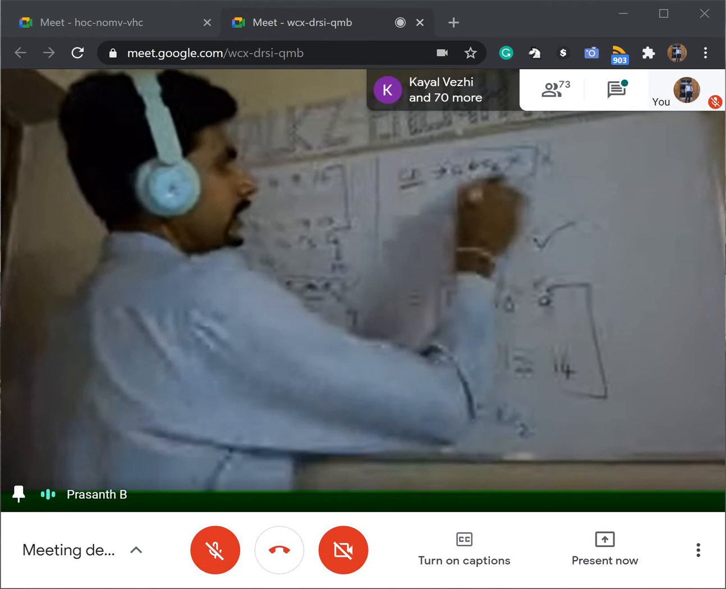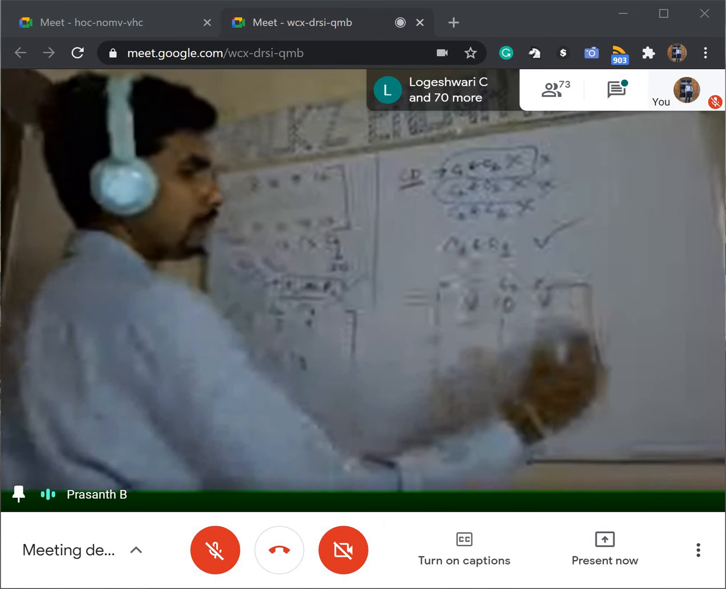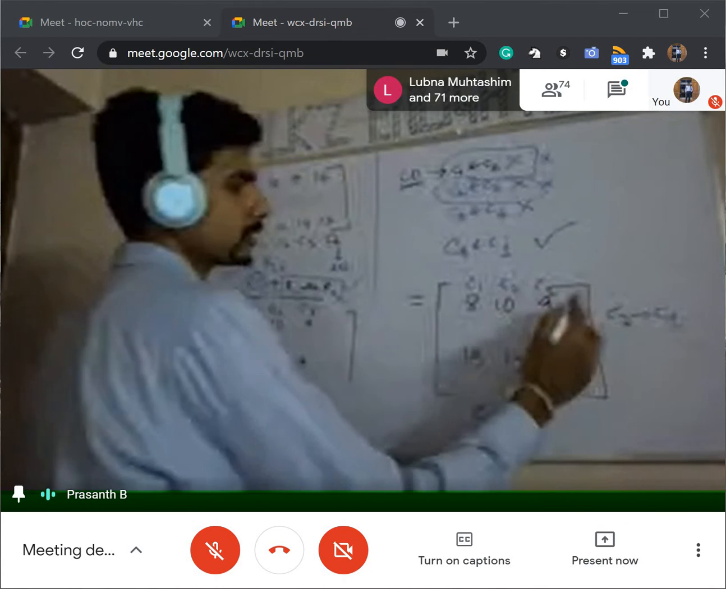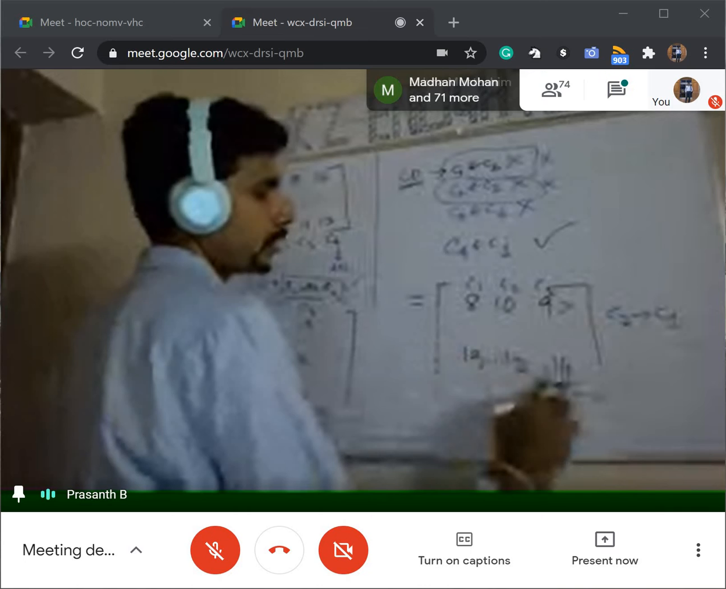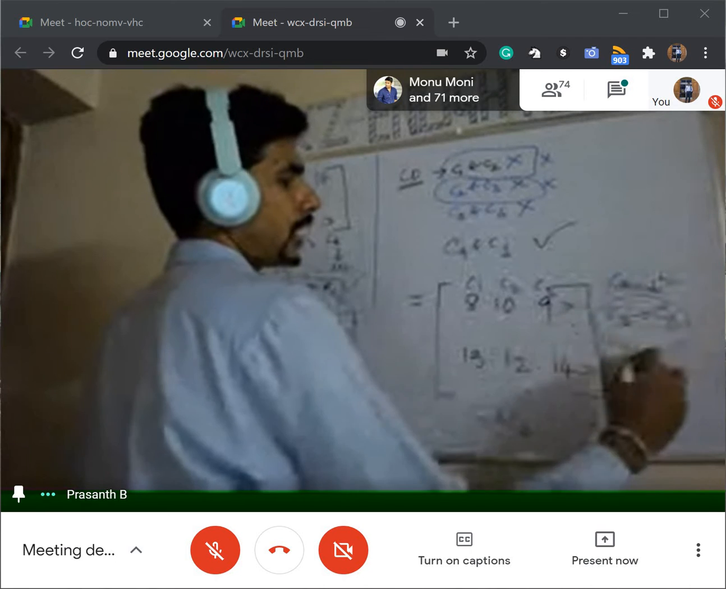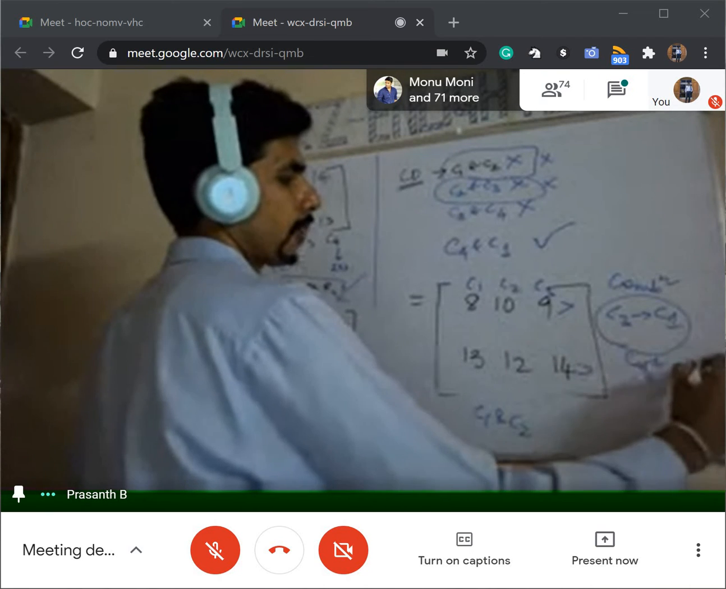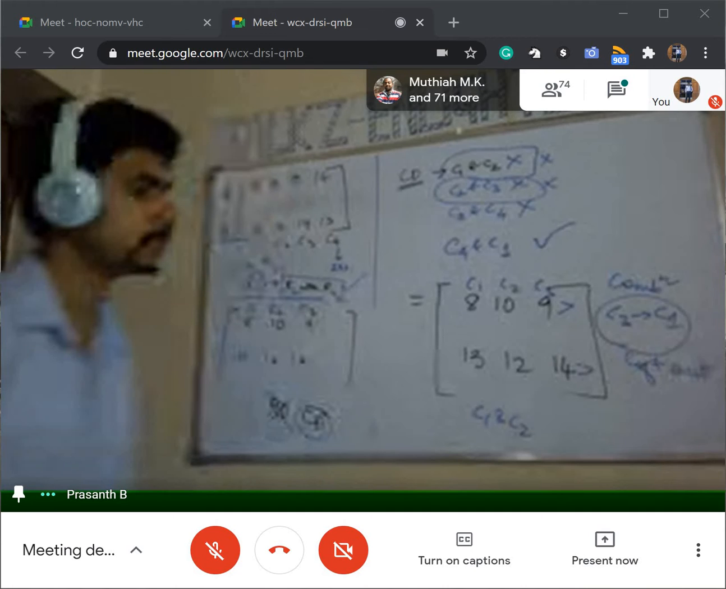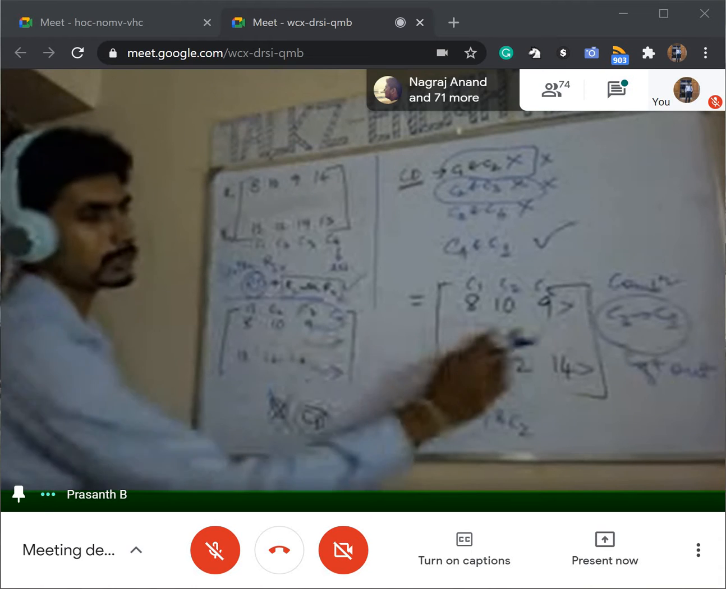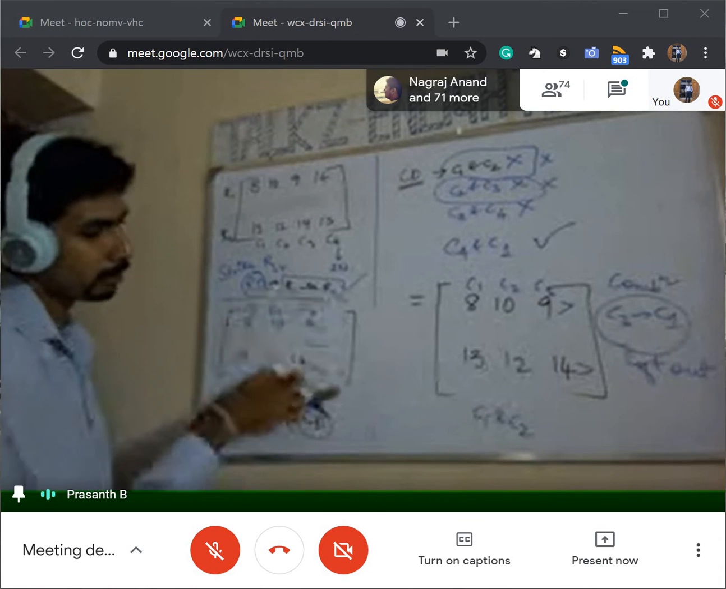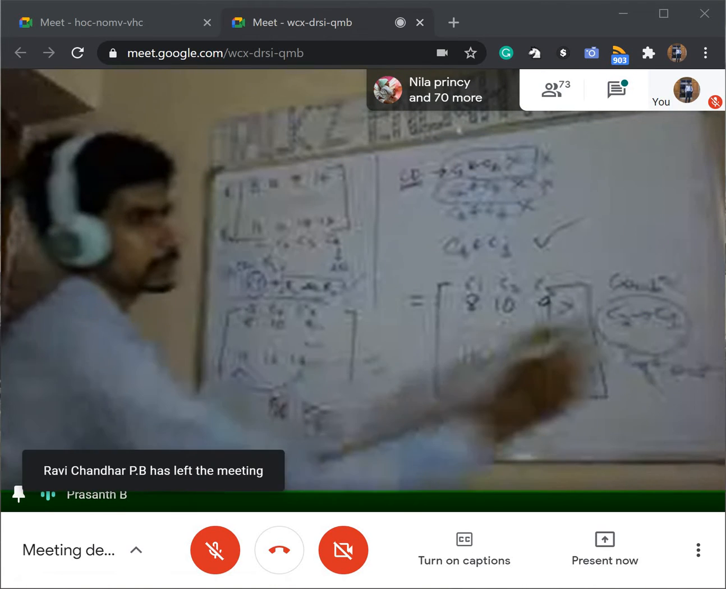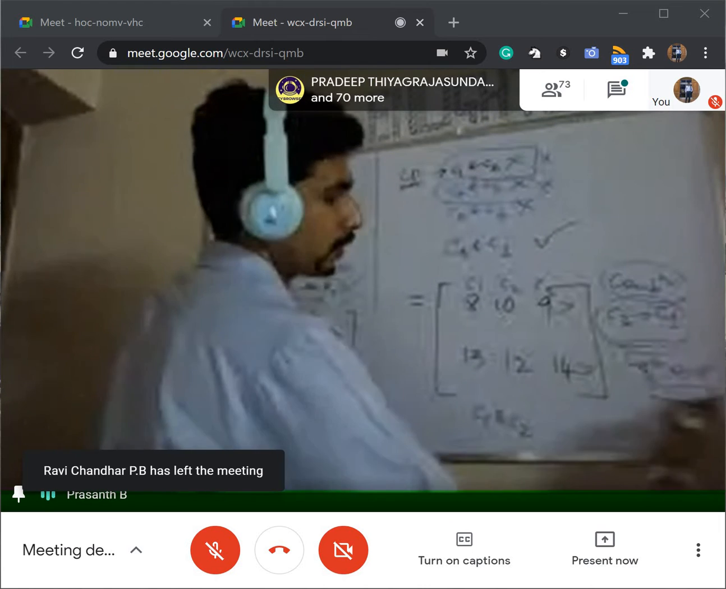Okay. And then I am comparing C2 with C3. That also I am not getting it. Now I will compare C3 with C1. 9 is greater than 8. 14 is greater than 13. This is the only combination which I have left out. Because earlier there was C4, I compared C3 with C4. Whereas here, when the C4 column was eliminated, I am comparing C3 with C1. That is the only combination which I have left out.